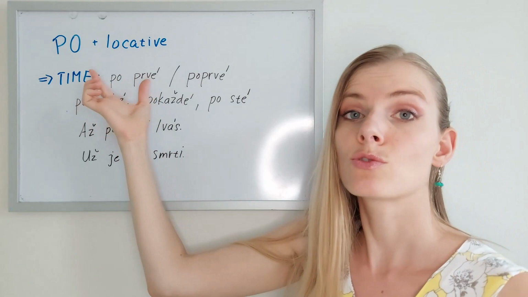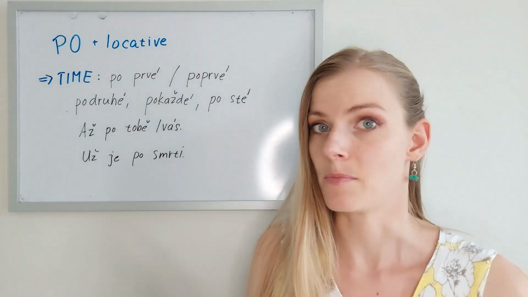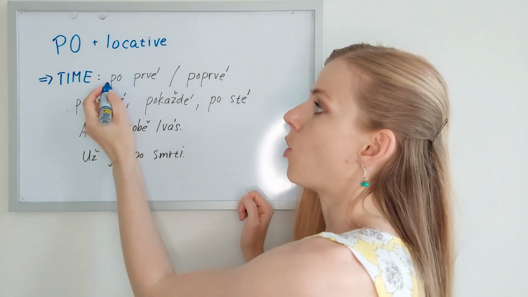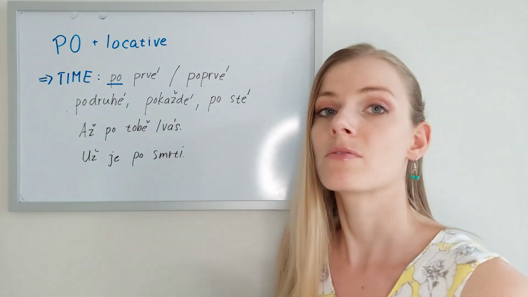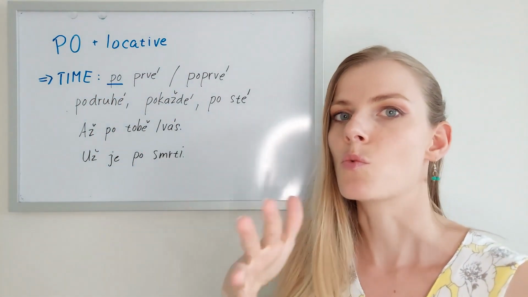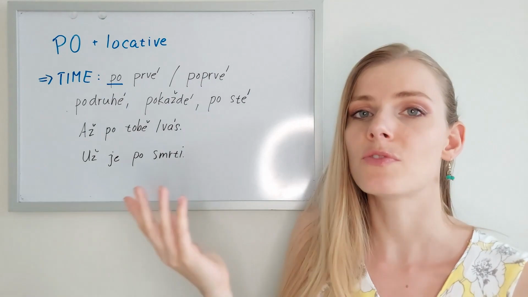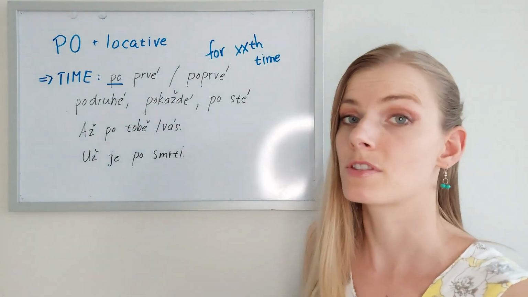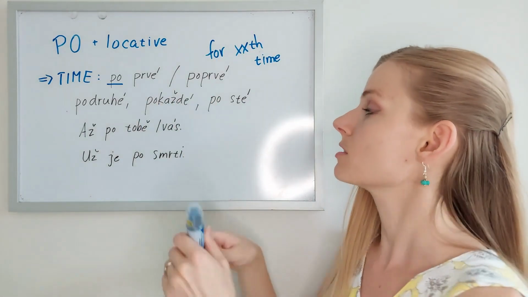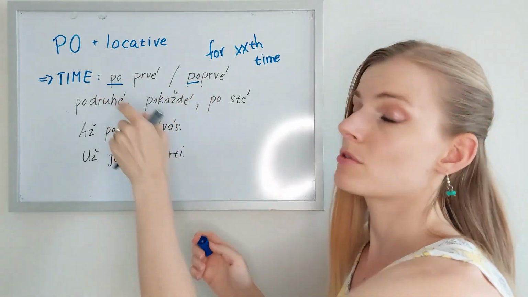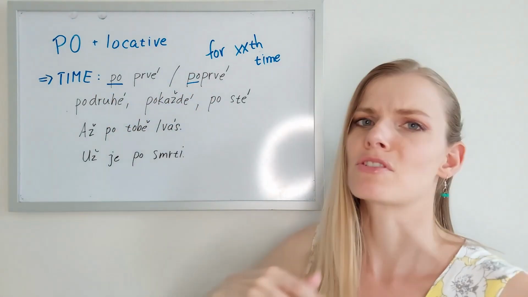Poprvé, spelled as two words or one word, it's the same. But originally you can say po prvé. Prvá means the first one. Poprvé means for the first time. Poprvé, for the first time. Or as I mentioned, you can also see it written as one word. They're both correct. Po druhé, for the second time.